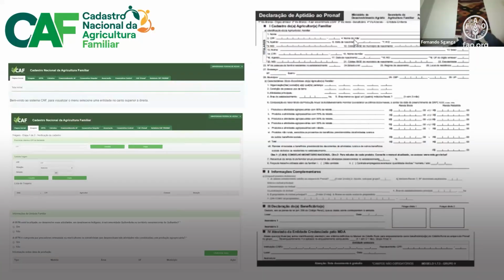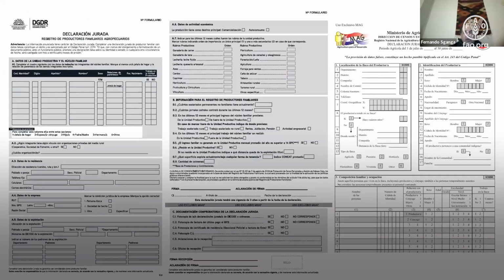Brazil moved from the form on my right-hand side, the DAF, to the CAF, which is a digital system that is already in its third version. They have great IT and conceptual development, and have gone through many phases and stages. The registry is more than 30 years old, which is impressive. Brazil has impressive experience.